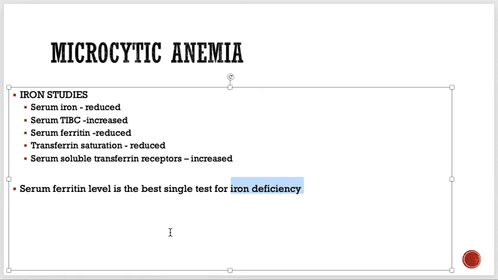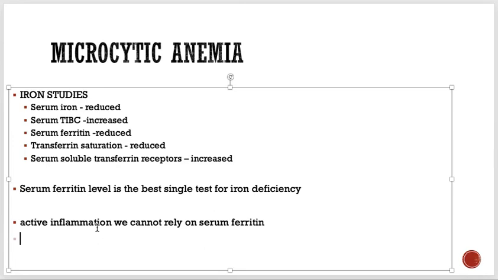So in the cases of active inflammation, we cannot rely on serum ferritin. Why? Because it may be falsely raised because of acute infection. So in acute inflammation, or you can say acute infection, we cannot rely on this thing. In that case, we are going to rely on this thing.